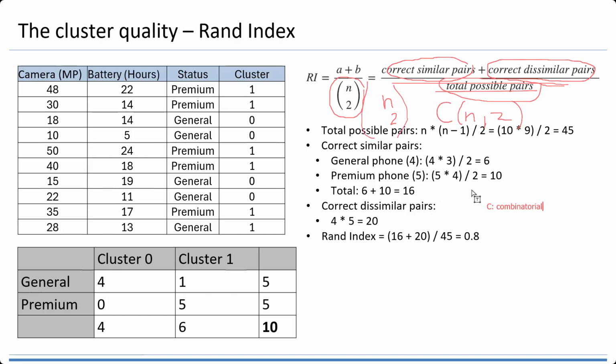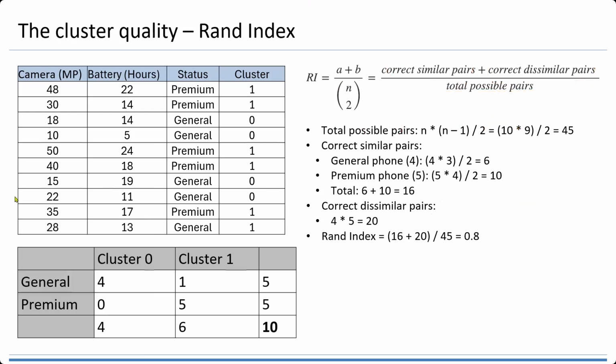Or sometimes we call it combinatorial. Okay. And we want to check n, which is the number of data, and we want to make the pairs. So the number of data, we have 10. So the total possible pairs, because it is the combinatorial n and 2, it will be n multiplied by n minus 1 divided by 2. So this is the combinatorial.